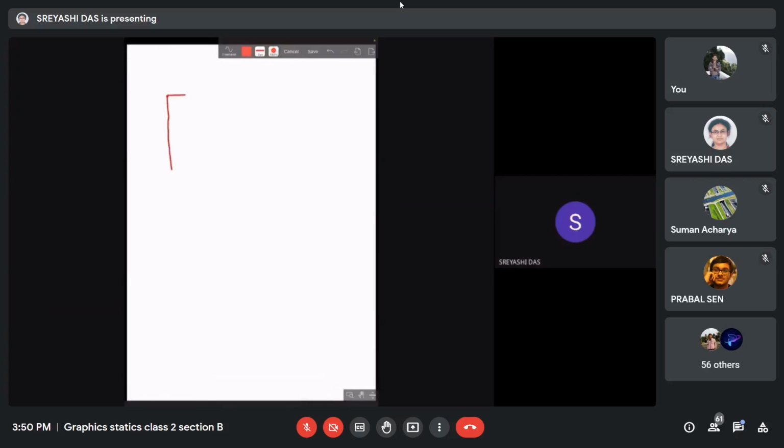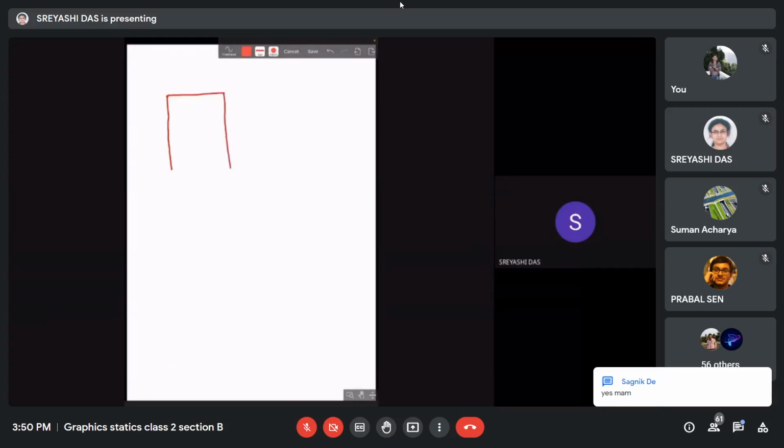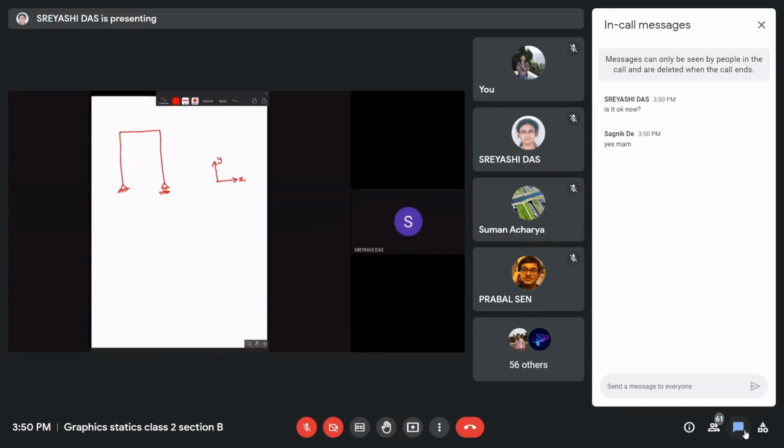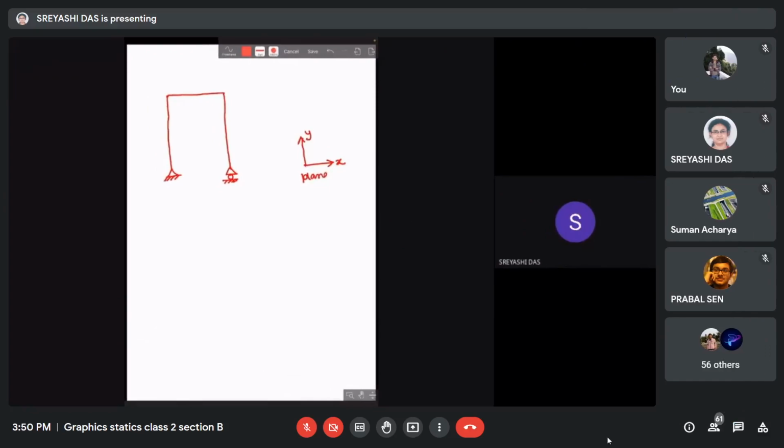A portal frame is a type of 2D structure. So if this is our x-axis and this is our y-axis, it is a 2D structure, okay? And the load is also in the same plane, so it is a plane structure. This is the plane XY.